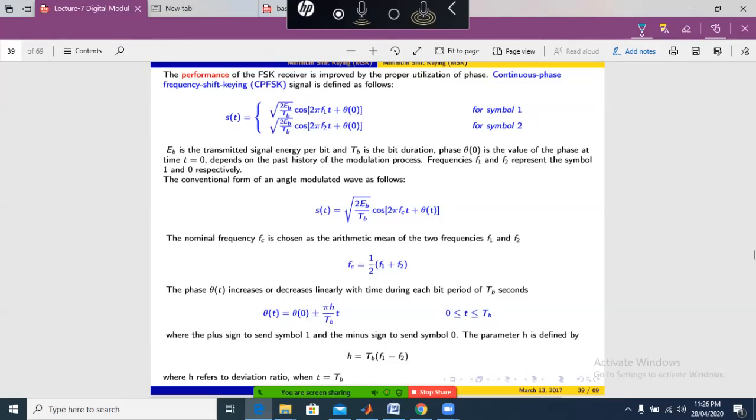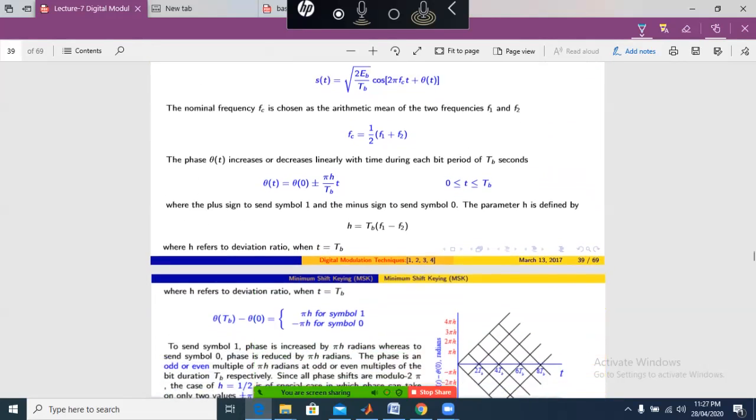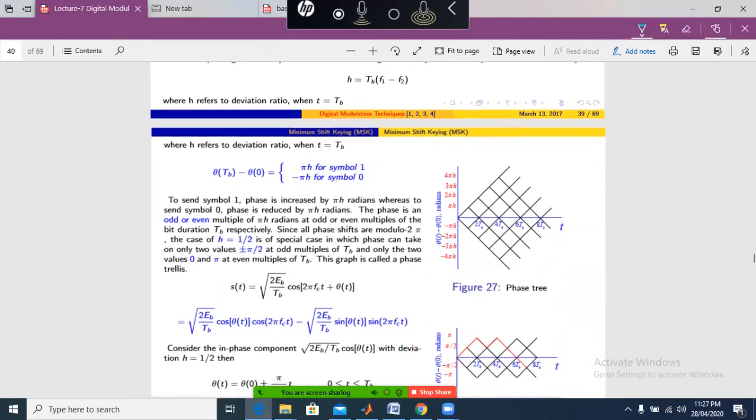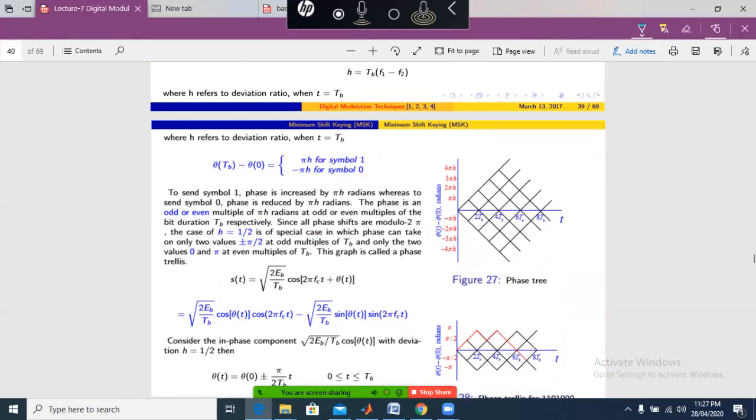So in fact, if 1, we have plus pi by 2, and if 0 we have minus pi by 2, the symbol is modulated according to different phases in this formula. So first look at the trellis diagram of the phase. So this is called the phase tree or the trellis diagram of the phase.